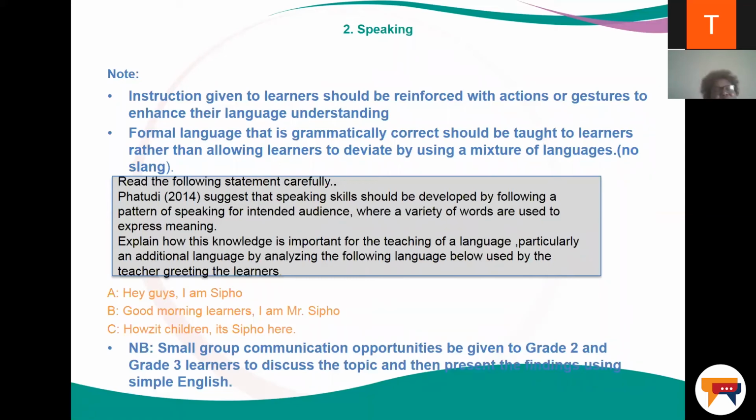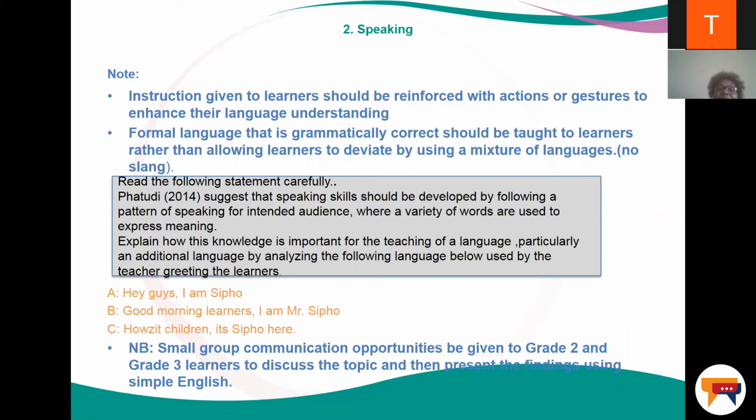Here you are. Sipho, you come into the classroom with your grade 3 class and you say, hi guys, I'm Sipho. Remember what Paduri said. Good morning, learners, I'm Mr. Sipho. Remember what she said. How's it, children? It's Sipho here. Now what we're saying is that analyze these greetings.